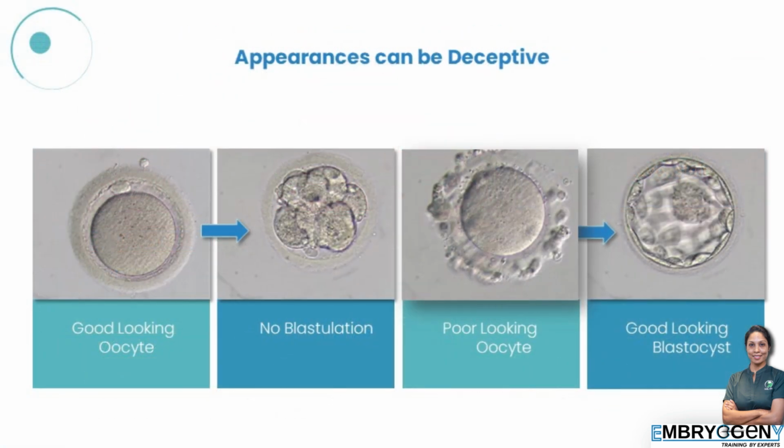Before I move to the actual demonstration, I would like to end by saying that looks can be deceptive. Not all good-looking oocytes make pretty blastocysts. We all know this from our real-life examples and experiences, right?